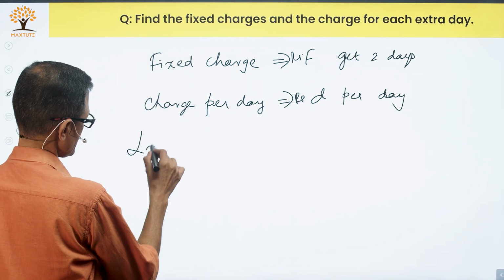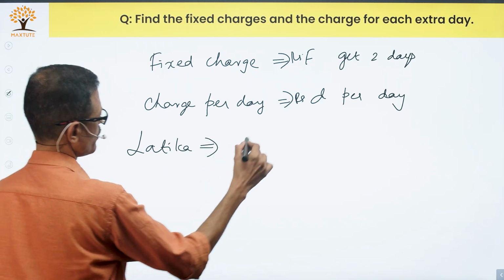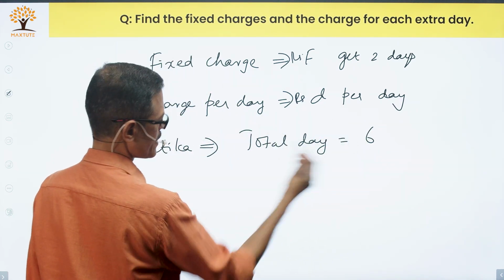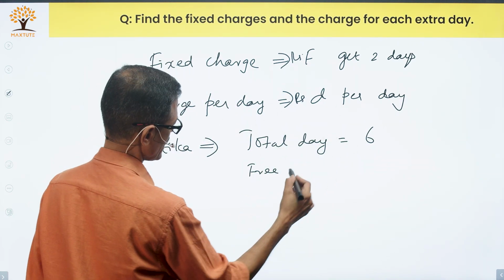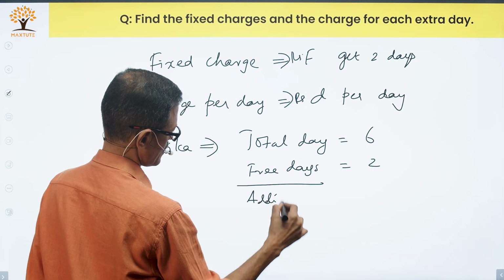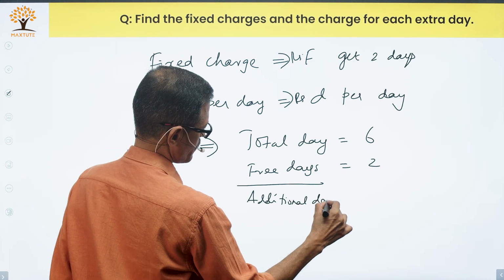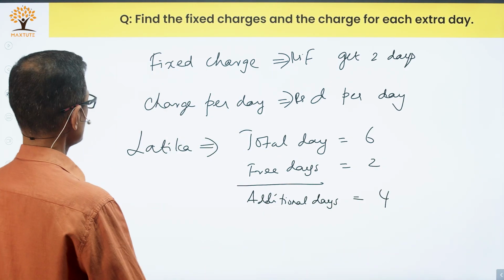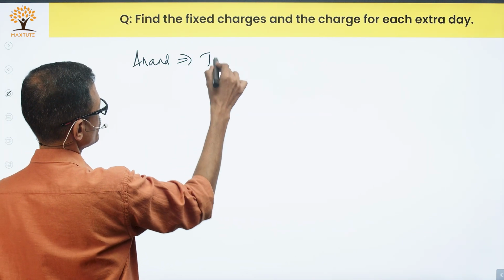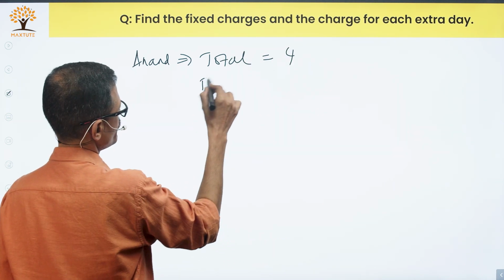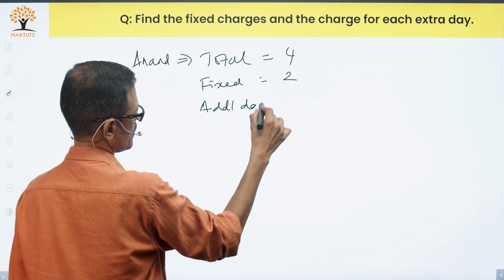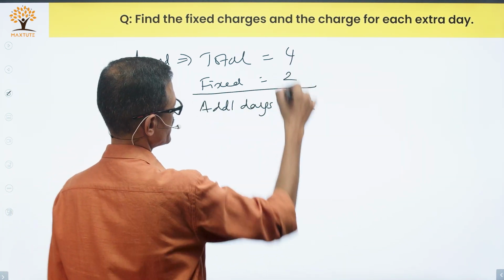We'll start with Latika's case. Latika, total number of days is equal to 6. Free days, or fixed charge days, is equal to 2. So additional days for her is equal to 4. When it comes to the case of Anand, total days is equal to 4. Fixed cost days is equal to 2. So additional days is equal to 2.